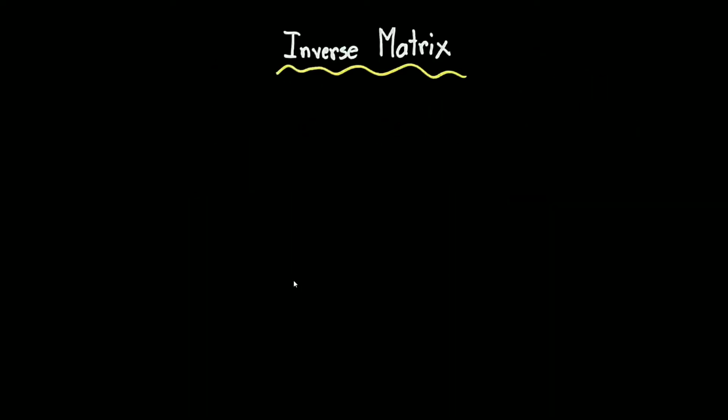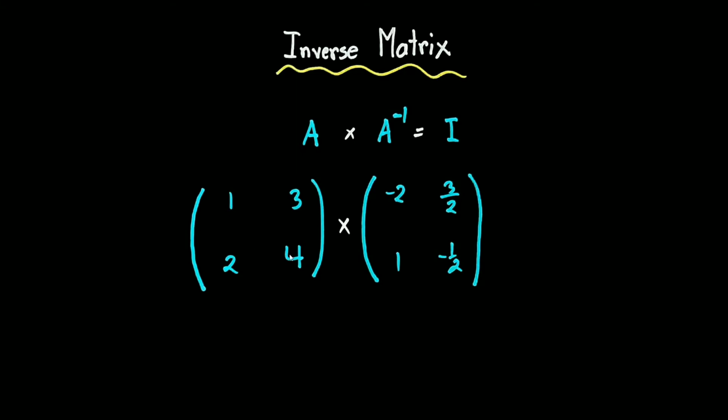The definition for an inverse matrix is such that if we multiply a matrix A with its inverse, we get the identity matrix as the result. Let's look at an example. Let's say we have a matrix 1 2 3 4 and we multiply it with its inverse, which is minus 2 1 3 by 2 minus half. We get the identity matrix as its result. Now let's go back to the previous example and see what happened there.